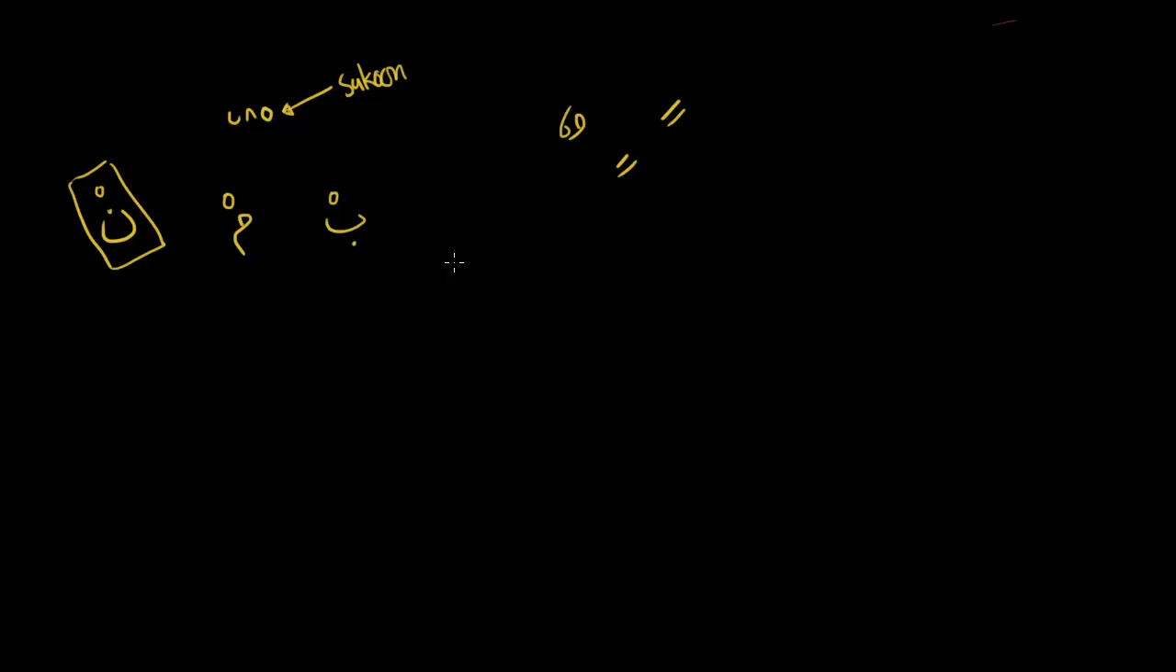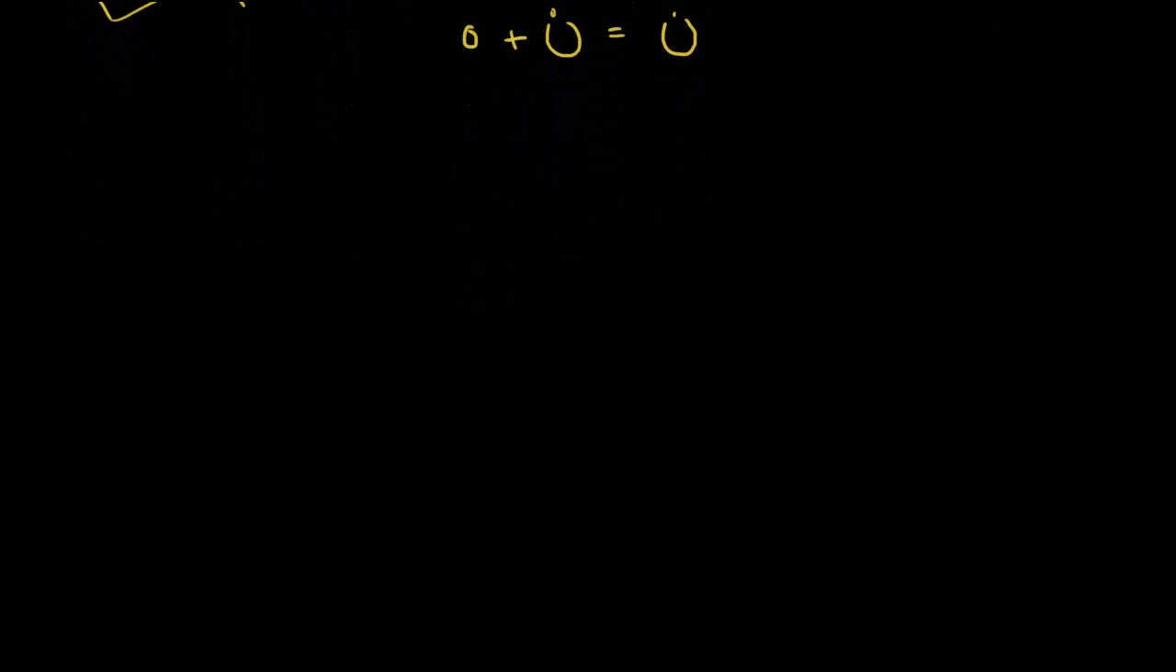What we can say is we can do this. For example, I could have sukoon plus this nun is equal to nun sakin. So now you know what nun sakin is, and you know what tanween is as well. Now let's get started with the rules.